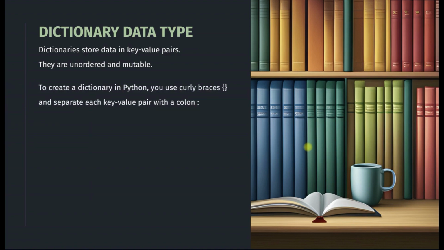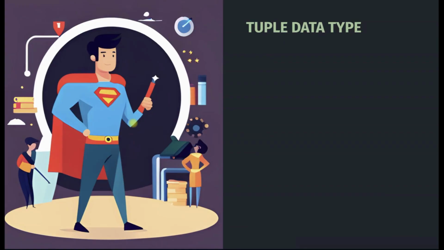So to create a dictionary in Python, we use curly braces and separate each key and value with a colon. For example, we stored two values in a dictionary. One is name, separated with a colon, and we assign the value John, and age as 30. So this is one example of a dictionary. We have different operations in dictionaries also, and we will discuss what those are in the upcoming session. Let's see the tuple data type.